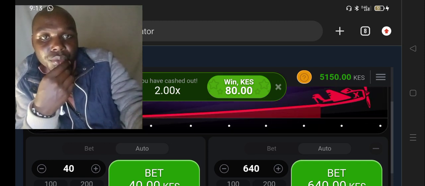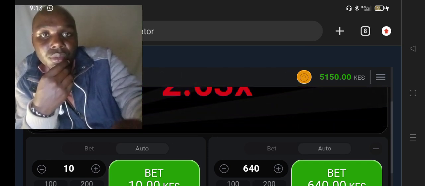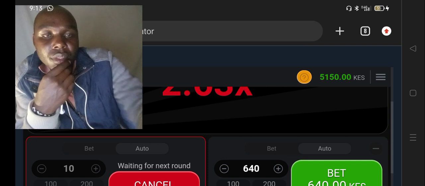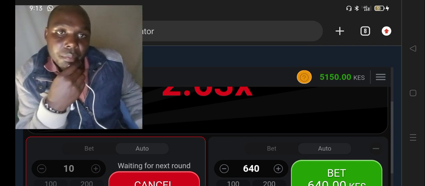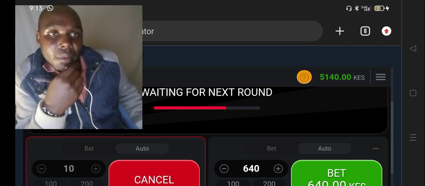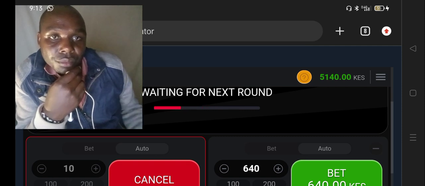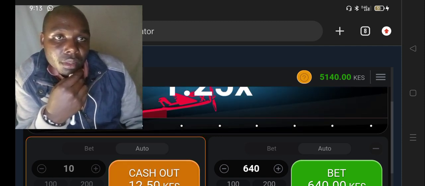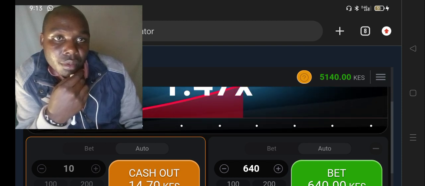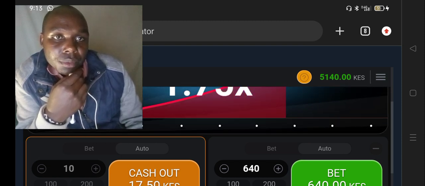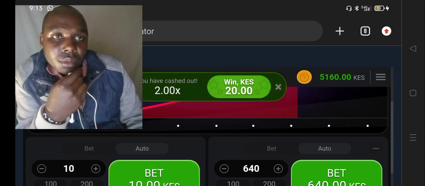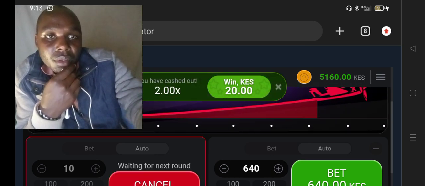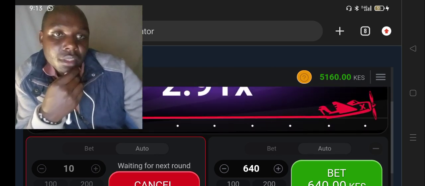We now reset back to what we call 10 bob. Our base stack, what I normally call the base stack. That is our base. That is the base we are working on. So we have won that one. We also bet for the next round.